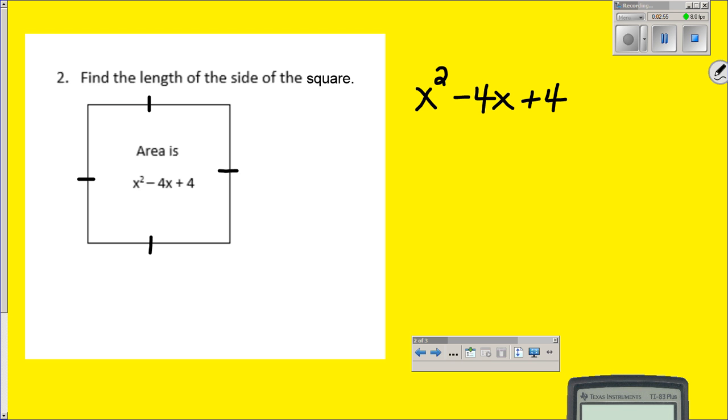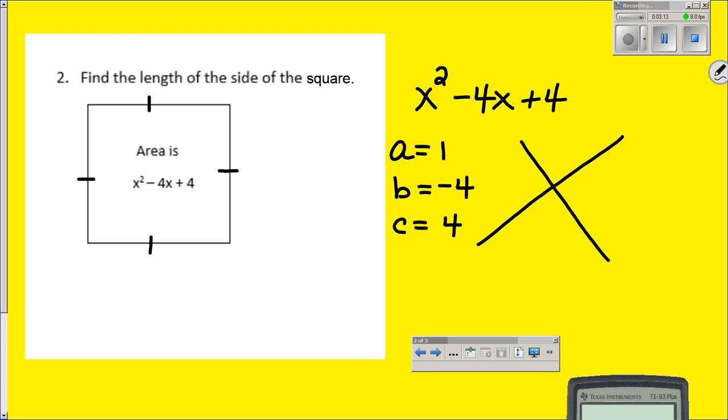Again, check for a GCF. There's no GCF. So we're ready to identify. A is your coefficient of x squared, so 1. B is your coefficient of x, negative 4. And C is your constant, positive 4. In our x table, remember we're multiplying A times C, so 1 times 4 is positive 4. And our B value is negative 4. We are trying to find a factor pair that when we multiply gives us positive 4, and when we add we get a sum of negative 4.